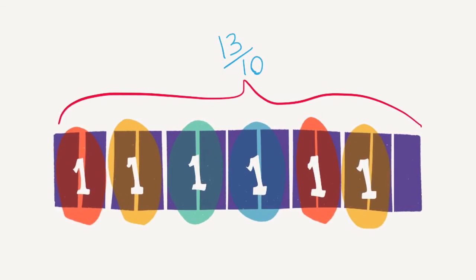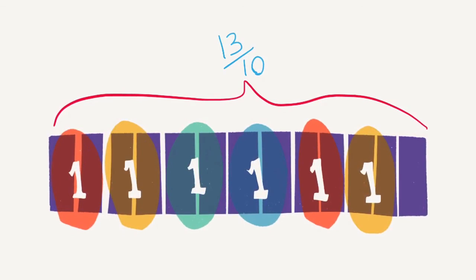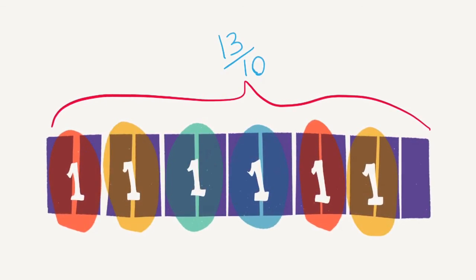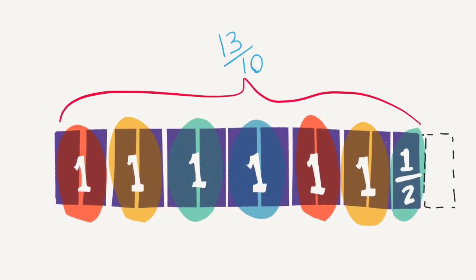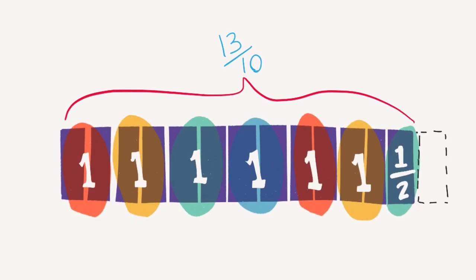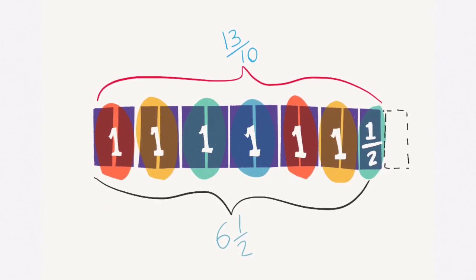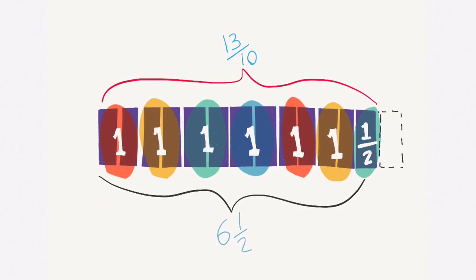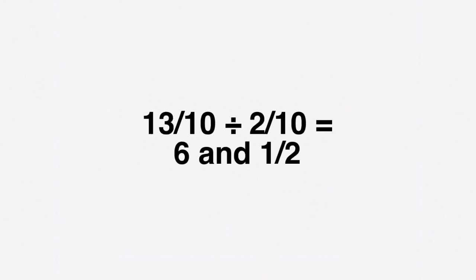And one piece that doesn't have another partner, right? It needs 2 to make a group, and I don't have that. So this 1 by itself is actually 1/2. It's half of a group of 2/10. So all in all, we have 1, 2, 3, 4, 5, 6 and a half. How many groups of 2/10 are in 13/10? 6 and a half. Or we can say it this way: 13/10 divided by 2/10 is 6 and a half.